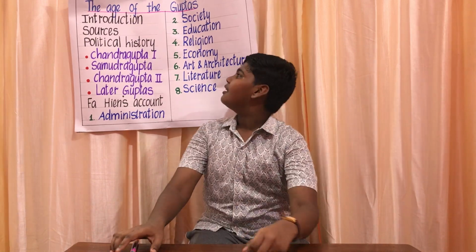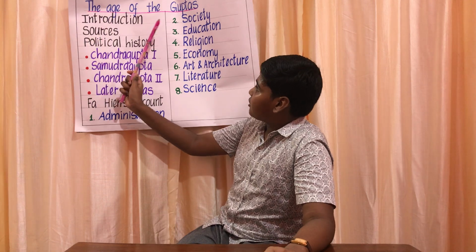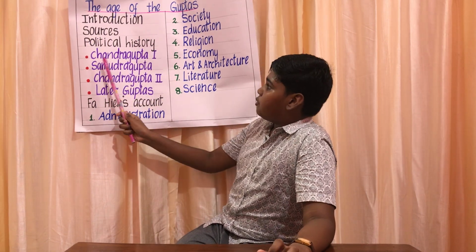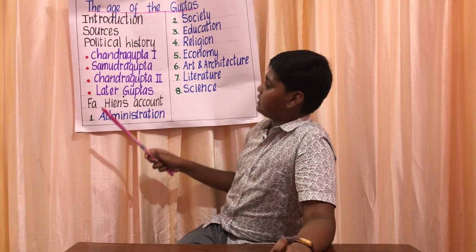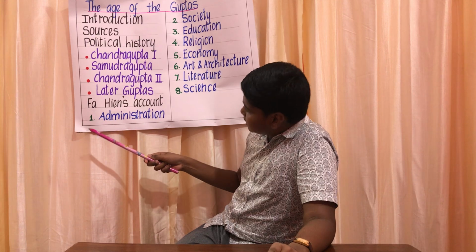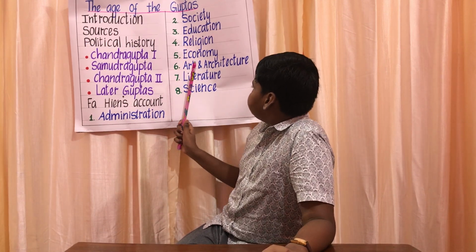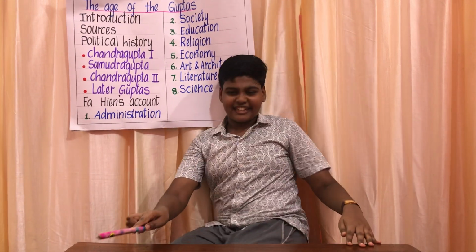Can you understand? So now we can learn about the summarization. We learned about the introduction, sources, political history, then three main rulers, Chandragupta I, Samudragupta, Chandragupta II, then the later Guptas. Then from the account, we learned about administration, society, education, religion, economy, art and architecture, literature and science.